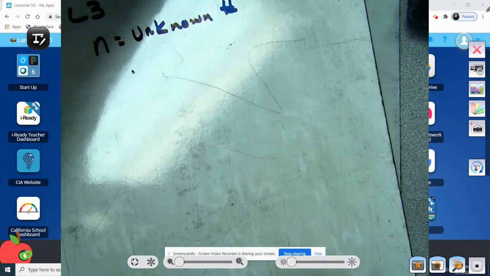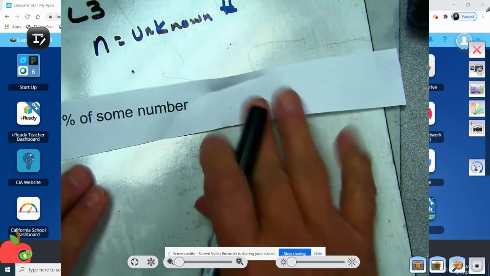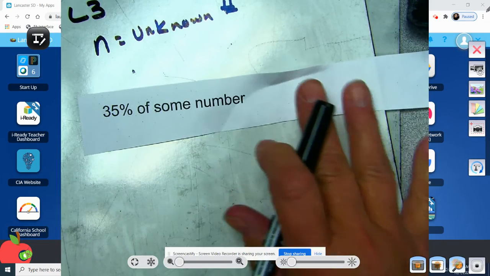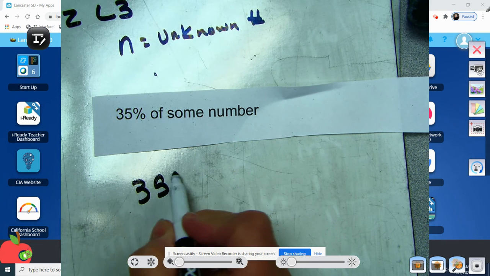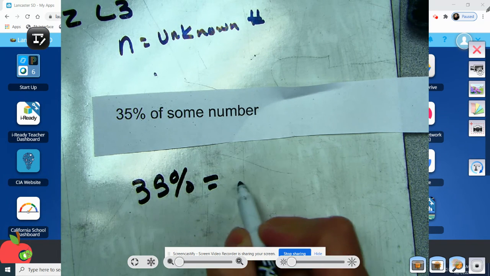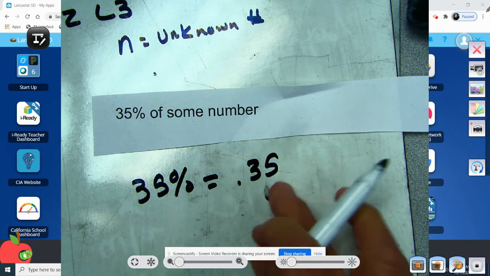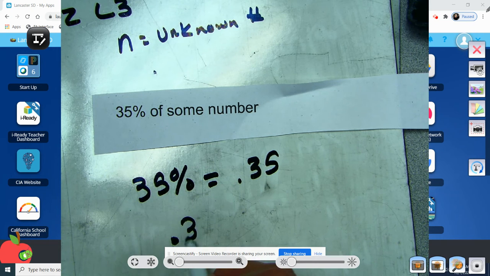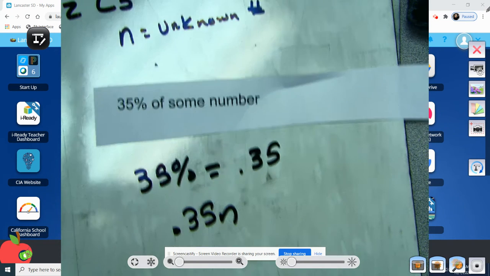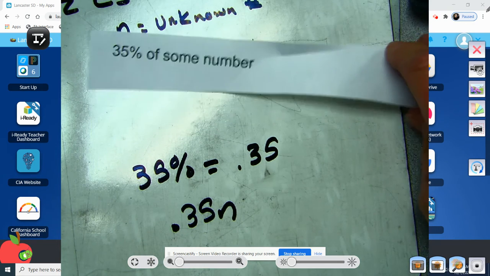Okay, so let's try some that aren't off your homework. How about this? 35% of some number. So 35% is equal to 0.30. Oops, sorry, 0.35. 35% of some number would be 0.35n. It's a multiplication. That's what percentages are. We're multiplying.